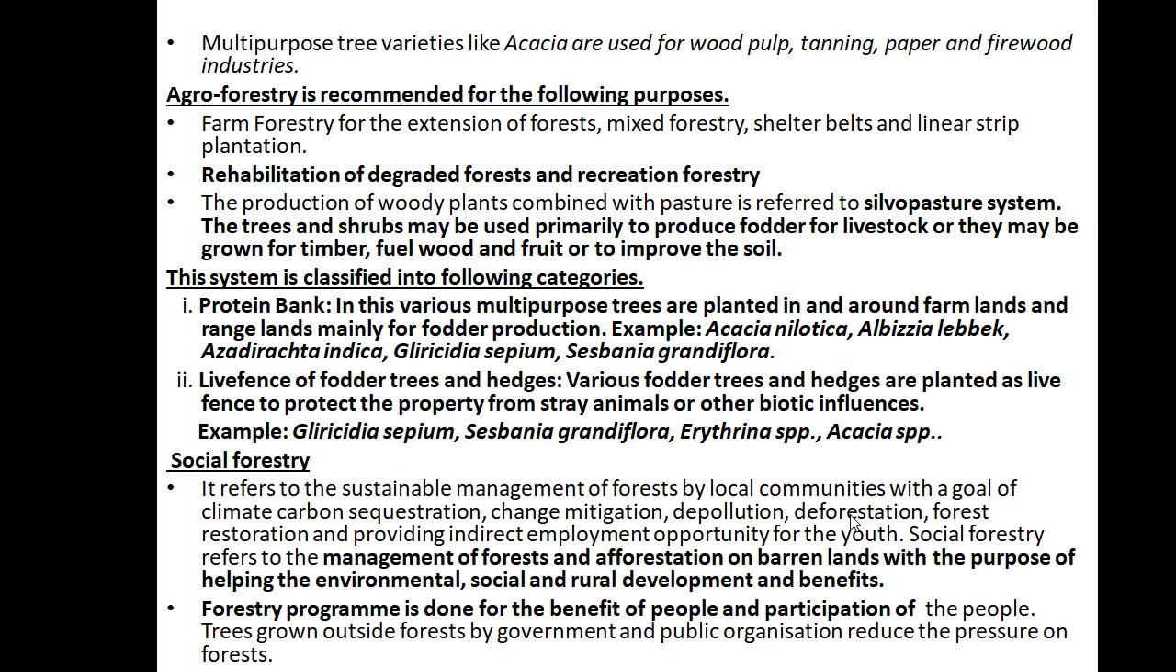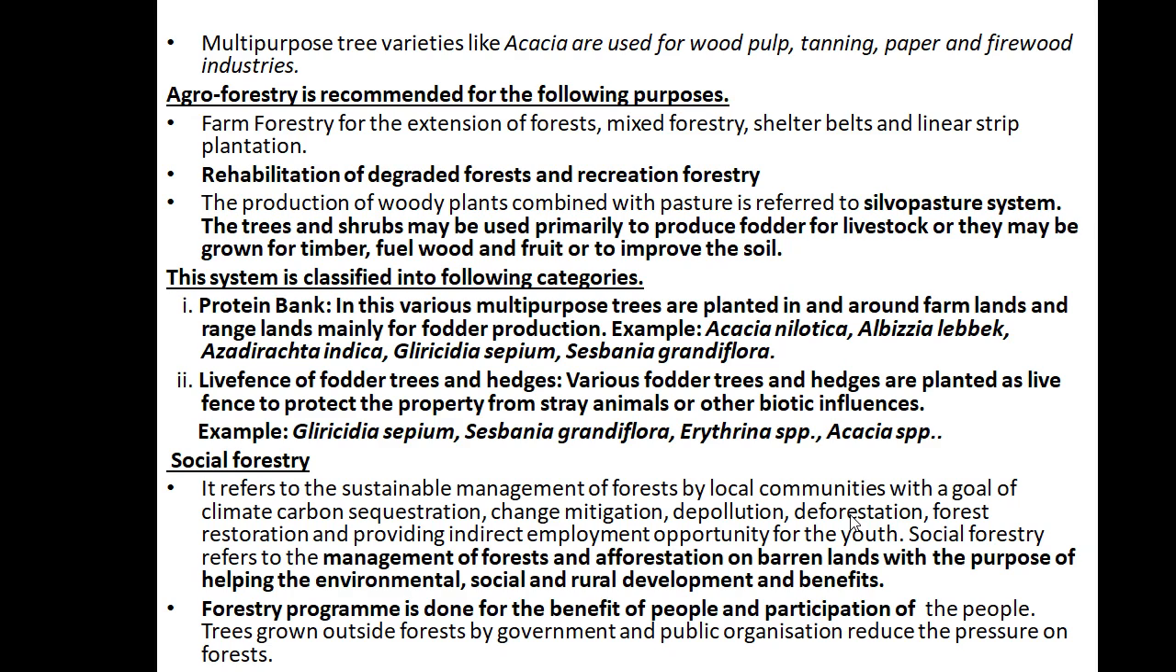And production of woody plants combined with pasture, known as the silvopasture system. Okay, the silvopasture system is very important. The trees and shrubs may be used primarily to produce fodder for the livestock, or they may be grown for timber, fuel wood and fruit, or to improve the soil. So the main purpose is the last thing, that is the silvopasture system.